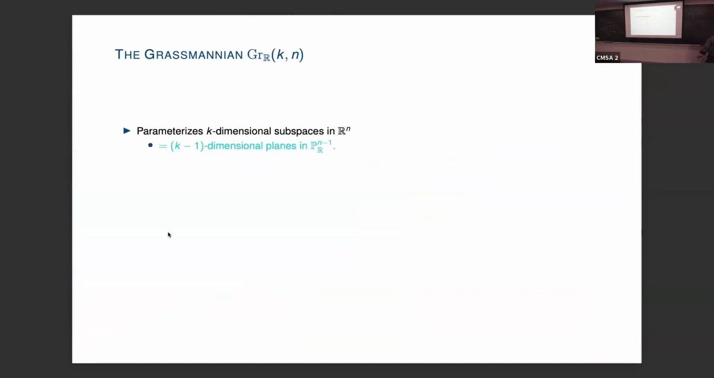So I'll start with some definitions that we've heard several times today, but I'll go over them quickly again. The Grassmannian, which we denote Gr(k,n), I'm talking about the real Grassmannian. It parameterizes k-dimensional subspaces of n-dimensional space, or if you prefer to think about it as (k-1)-dimensional planes in (n-1)-dimensional projective space, you can do that as well.